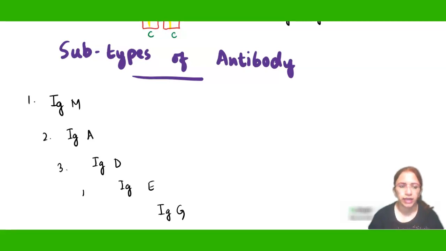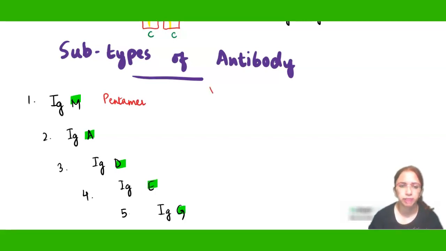Remember, an antibody is always abbreviated as capital I, small g, and the name of the subtype, which are M, A, D, E, G, to be written always with a capital letter. Now we will discuss their characteristics one by one. IgM is the biggest in size, okay? It's pentamer in nature, meaning the structure that we discussed above will be repeated 5 times.